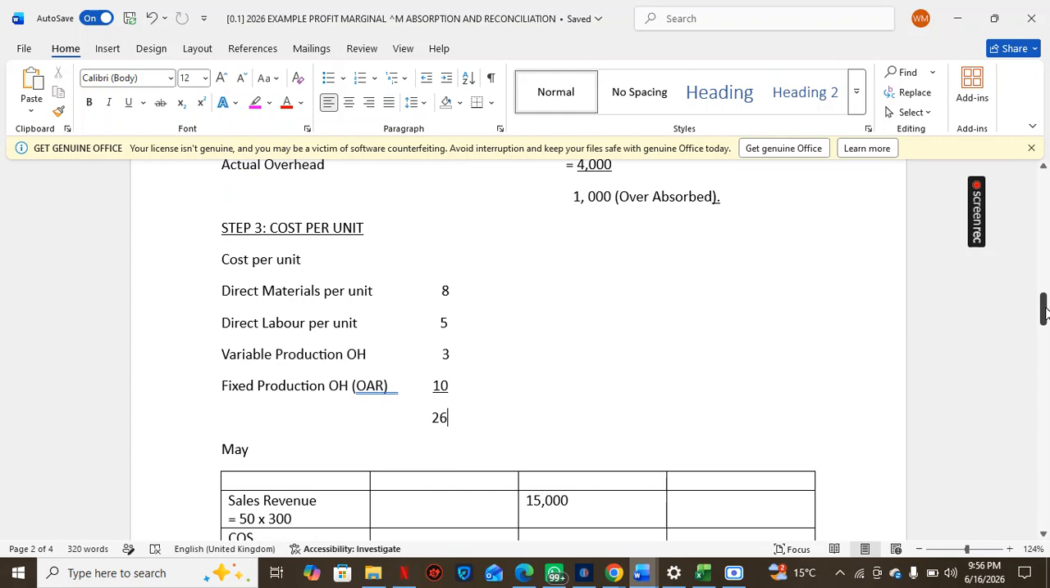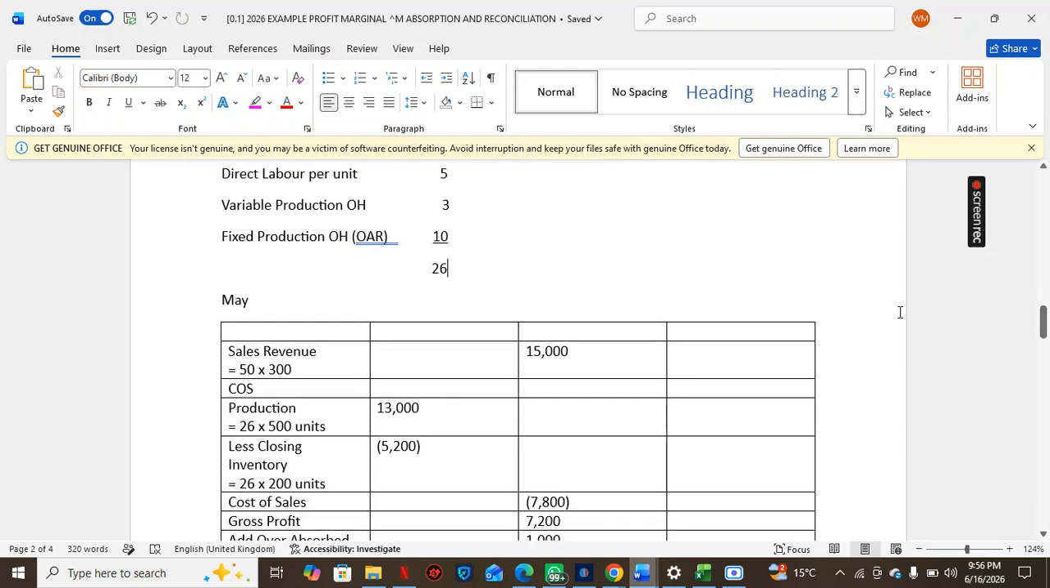Once you've done these 3 preliminary steps, you've got your closing inventory, your overhead absorption rate, you've found out if there was over or under absorption, and you've got the cost per unit. Once you've done these 3 steps, you can now make the profit statement. It's similar to the marginal costing profit statement. The only difference is that now there is no contribution.